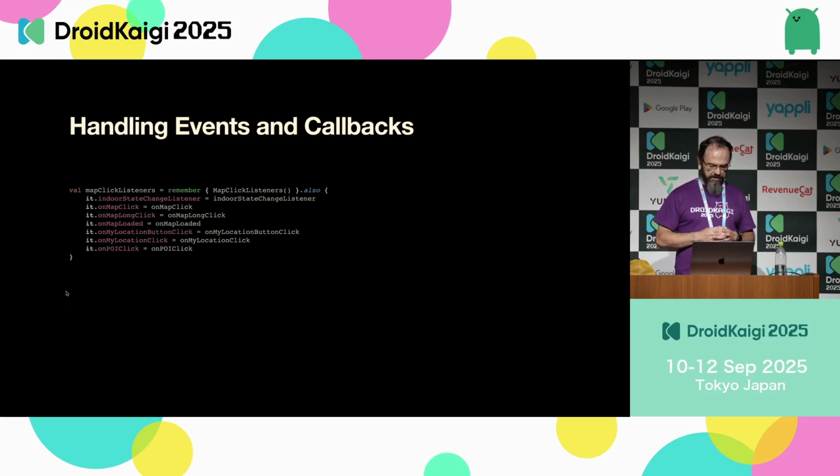Well, you can see that inside our Google Map function, we are again using this remember pattern. We set our internal listeners to the ones that the user is providing, and by using the remember function, we make sure that this recomposes on any update to reflect the latest status.